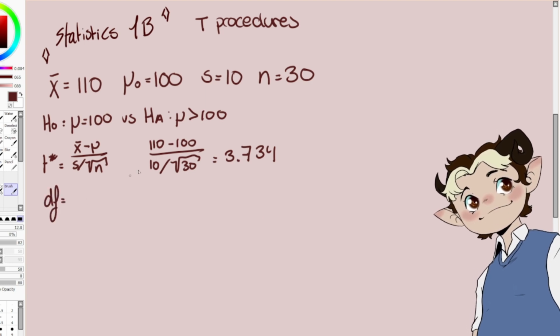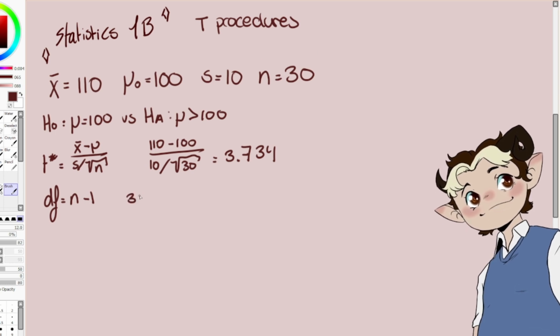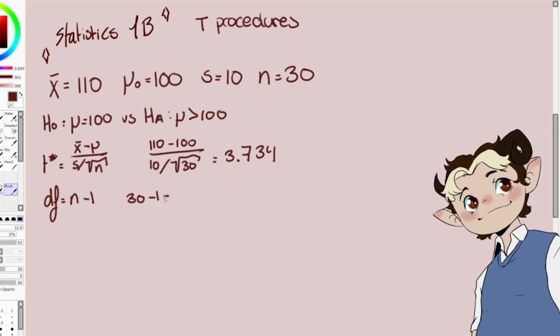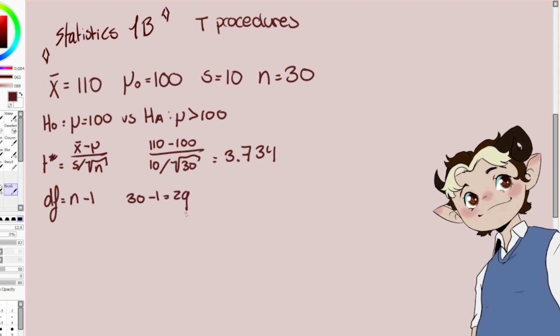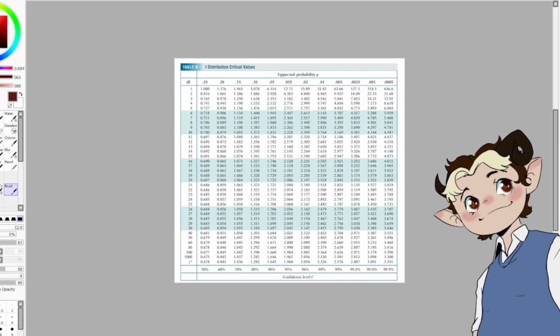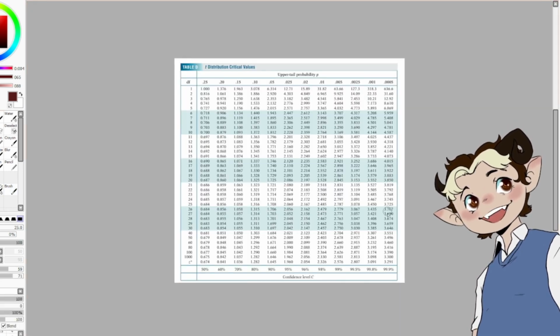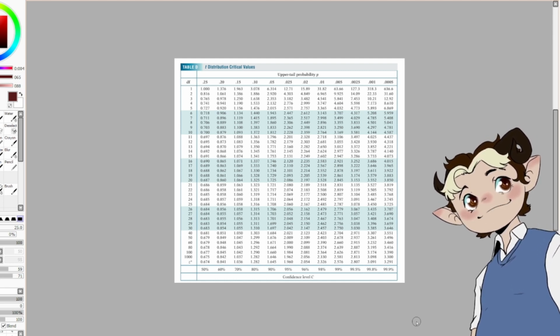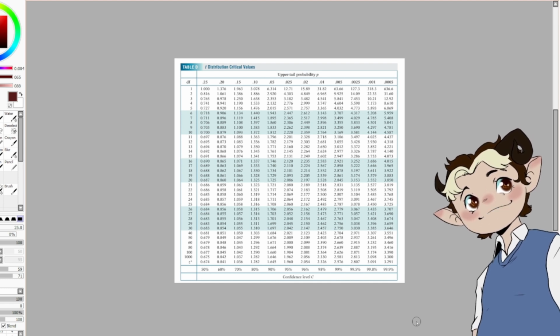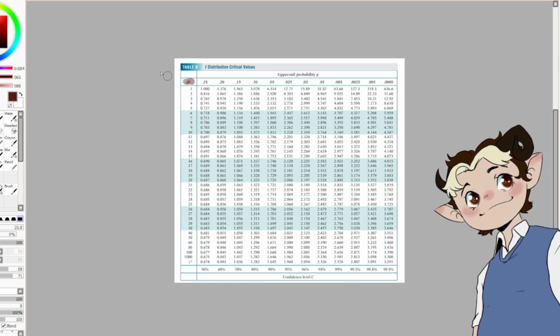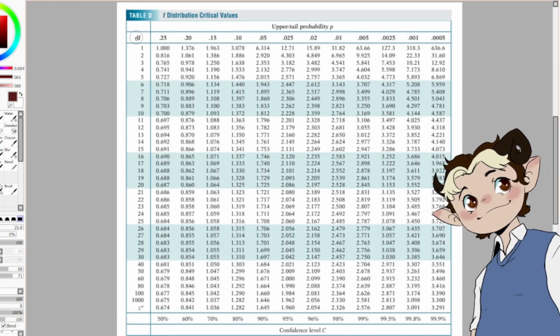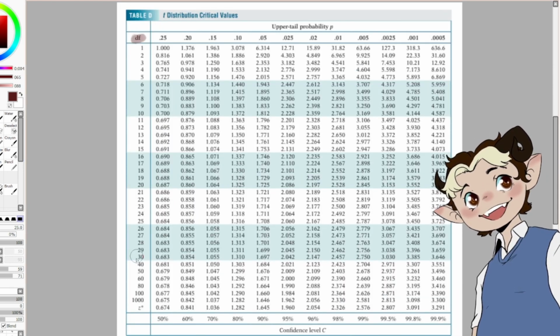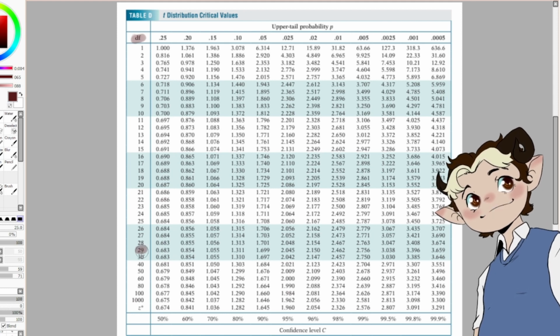Degrees of freedom, which is n minus 1. So we look at our n, which is 30, minus 1 is 29. That is our degrees of freedom. Now we're going to look at our table, and we're going to find what we're looking for. So this table used to confuse the hell out of me. So don't feel bad if you feel intimidated by it. But basically, over here, you see the degrees of freedom. And you basically just look it up. So we had a degrees of freedom of 29.